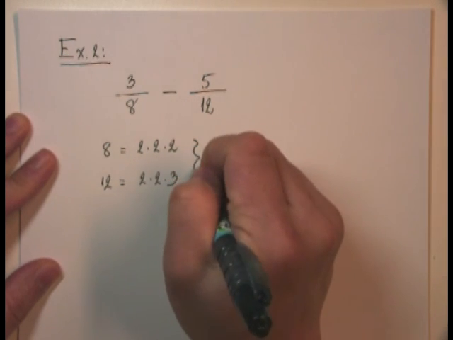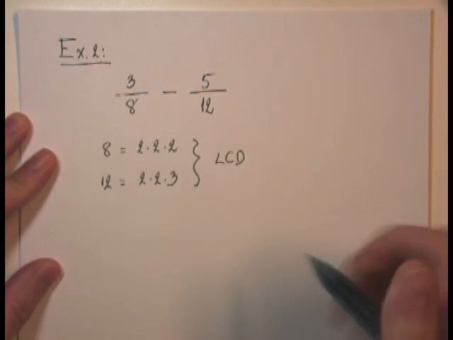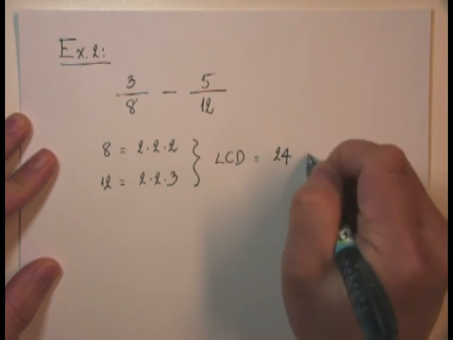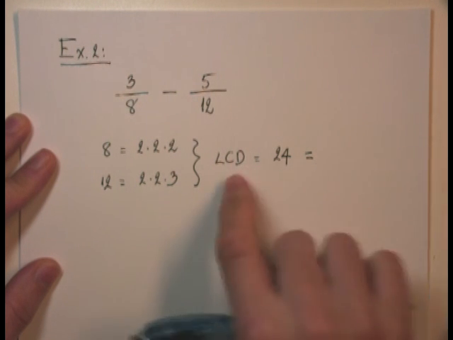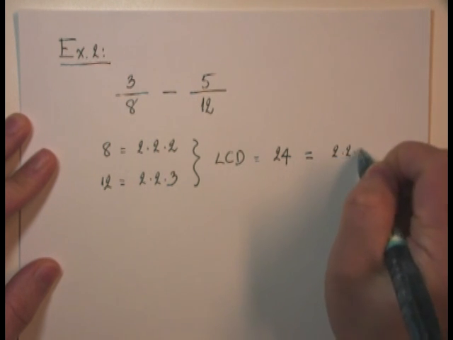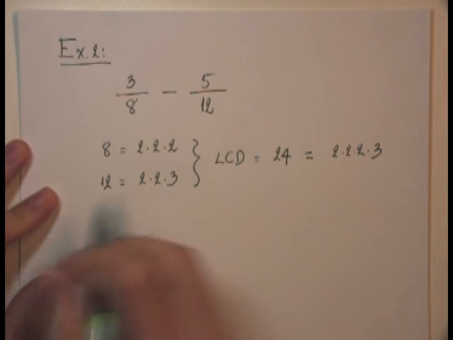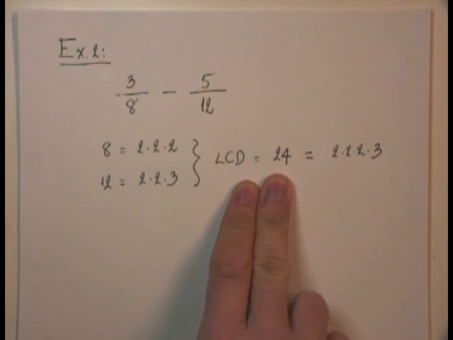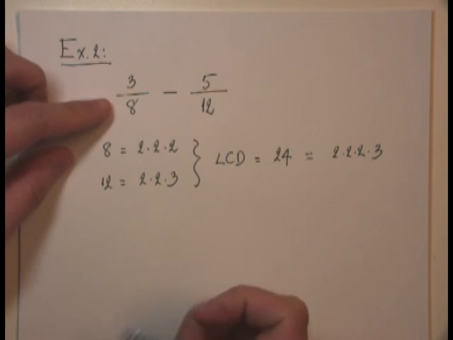My next step is to find the LCD for my two fractions, and the LCD in this case would be 24. The prime factors for the LCD would be 2 times 2 times 2 times 3. Once again, if you do not have the skill of how to find the LCD, make sure you check out my other videos and get that LCD skill going.